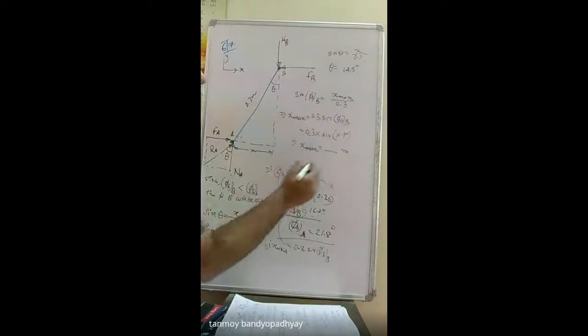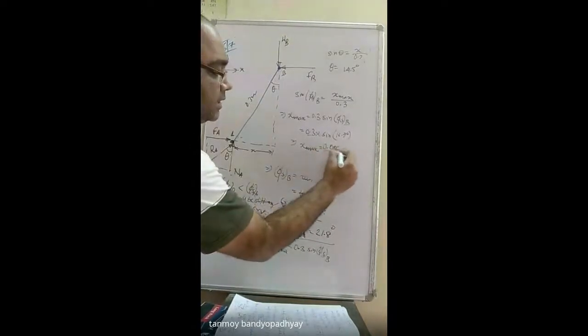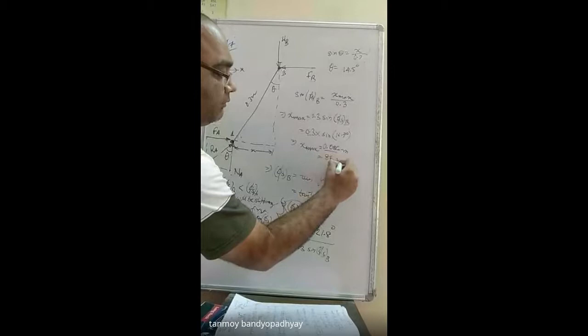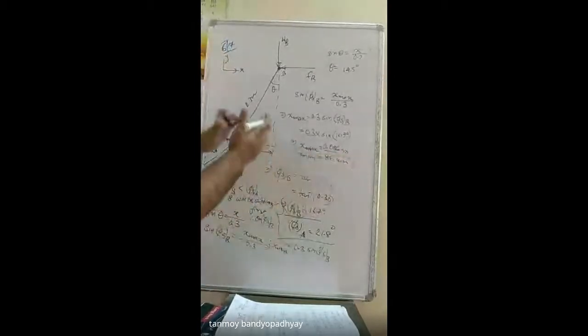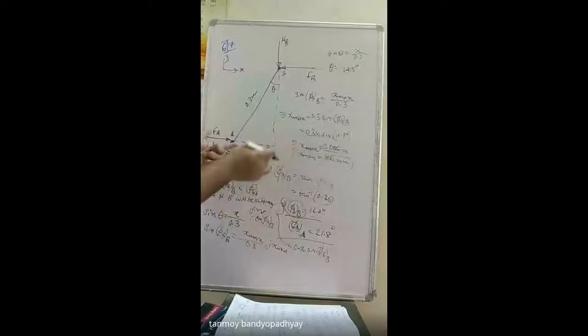0.086 meter. 0.086 meters, so it should be 86 millimeter, I think. So x max is equal to... if x max, you go on increasing. As you go on increasing this one, as I increase x max, theta also goes on increasing.